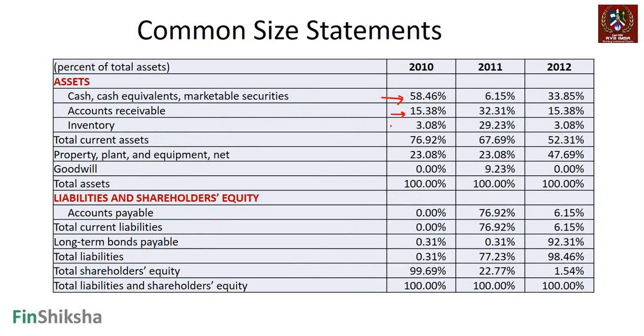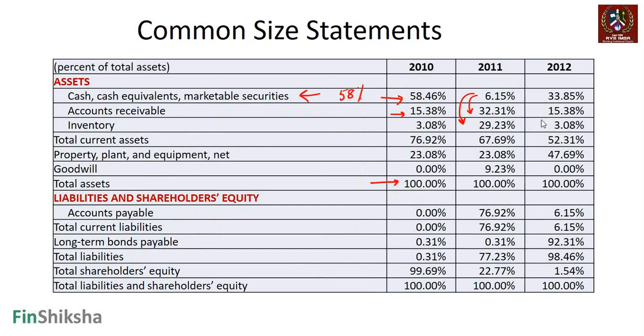What does this tell us? It tells us that in the first year, out of the total assets that the firm has, nearly 58% of those assets came from cash. In the second year, however, most of those got used up, and this cash got deployed in terms of either inventory or receivables. So that's the broad analysis that you get in terms of how a company has progressed.